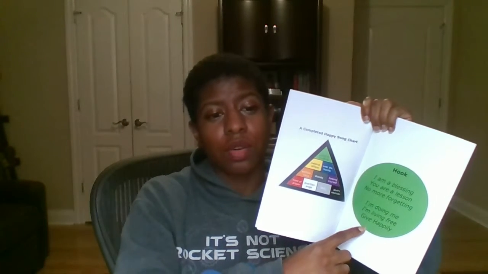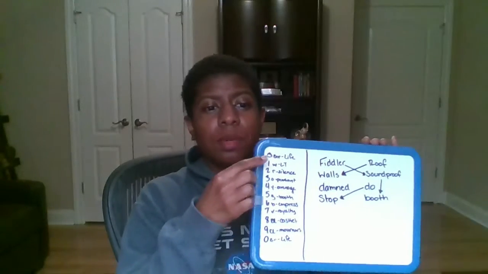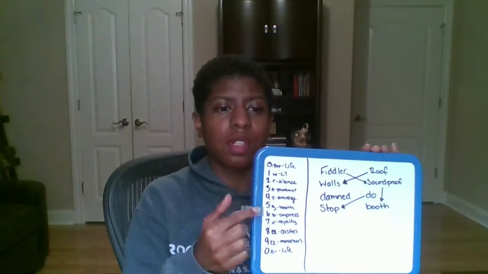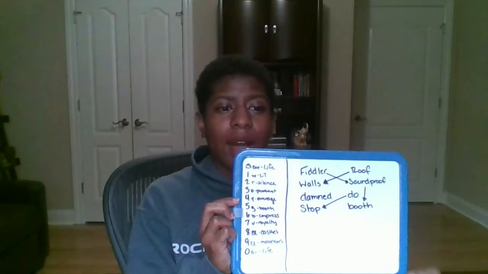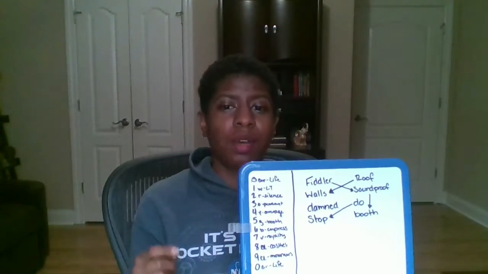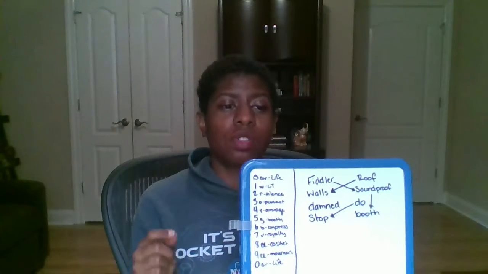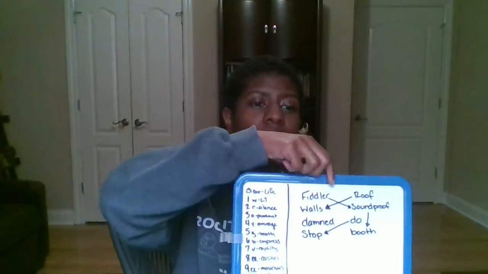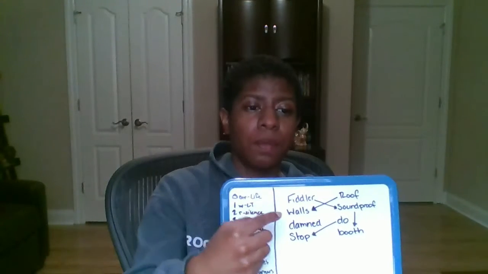So as you can see from the book, after you get your perspective pyramid filled in, the first thing you got to do is make your hook, your green, your number 5. So in our example here, our number 5 is about the booth, the sound booth. So what I have written is: fiddler on the roof, walls soundproof, damned if I do stop going in the booth. And what I did was write down a chart of the flow, right?